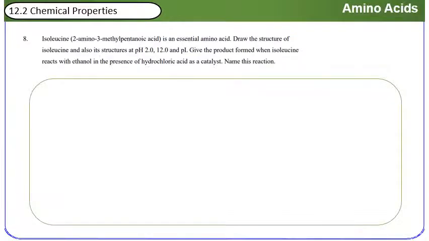Question number 8. In the previous video, we already drew the structure of isoleucine and then drew the structure at pH equal to 2, 12, and pI. So today we are going to start here. What is the product formed when isoleucine reacts with ethanol in the presence of HCl as the catalyst?